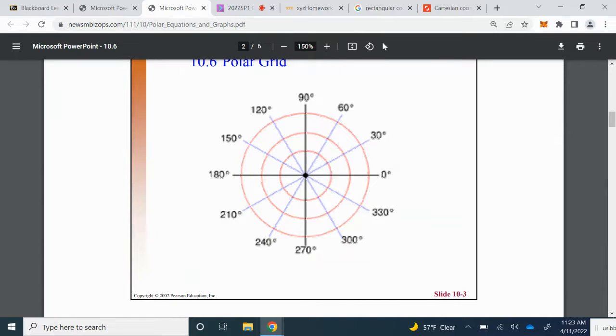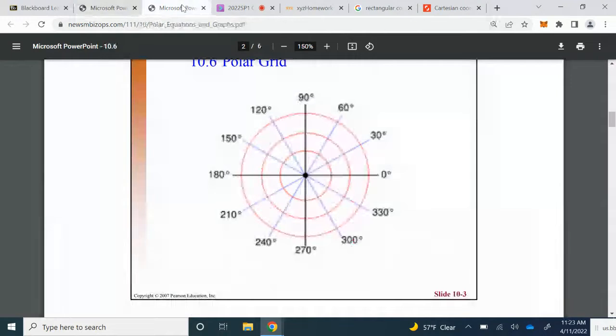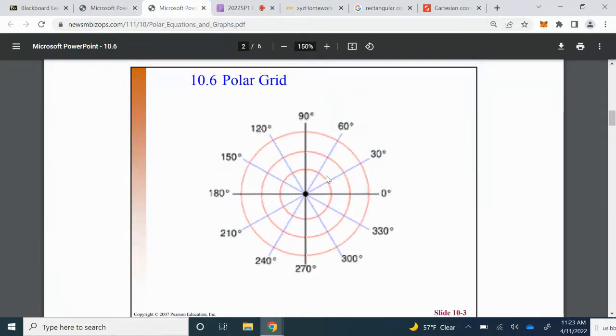So in our unit circle, I'm just going to bring that up. Notice in the first quadrant, we have 30 degrees, 45 degrees, 60 degrees, and 90 degrees. In every quadrant, we have 3 angle measures. If we take a look at this polar grid, there is a 45-degree angle. But this is the unit circle and it's laid out in a polar grid fashion.